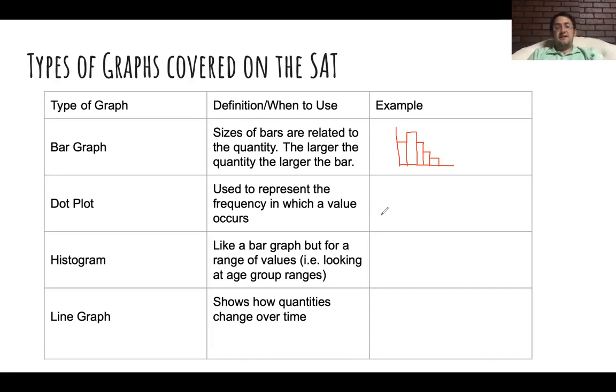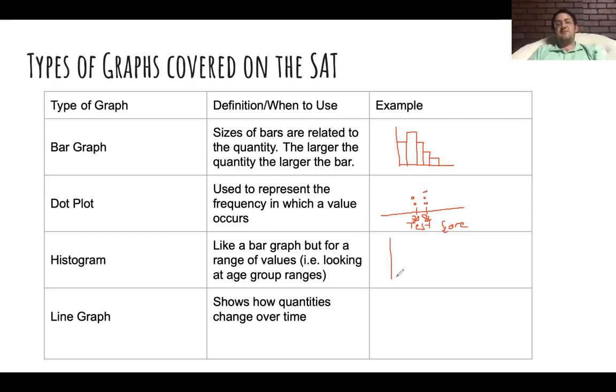Dot plot is actually only one axis. So this could be like test score, for instance. And this gives us just the overall frequency. So maybe I'm going to do a basic example here of like 80 and 82 on a test. So maybe 2 people got 80 and 3 people got 82. This is how the dot plot is created.